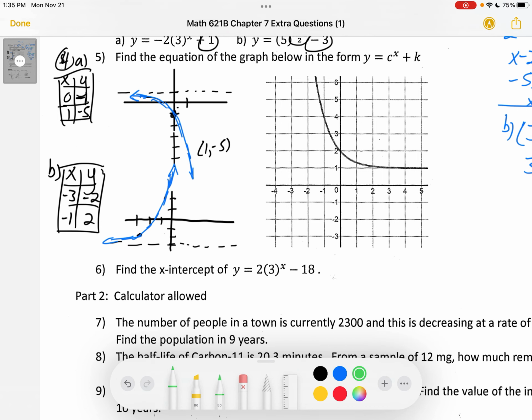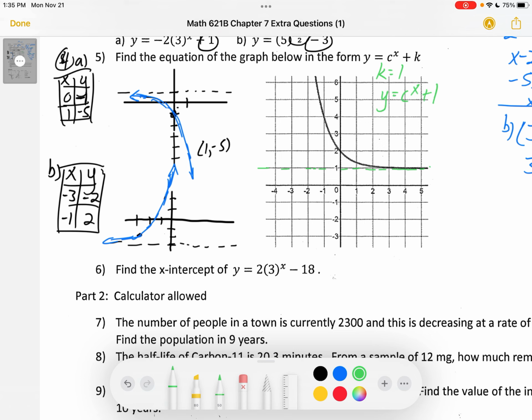Number 5, find the equation in the form y equals c to the x plus k. So I can see that this has an asymptote at x equals 1. It gets really, really close to it, so it looks like it's on it, but if we really zoomed in on decimals, it wouldn't be. That is telling us that k equals 1. So now we know that the equation is c to the x plus 1.